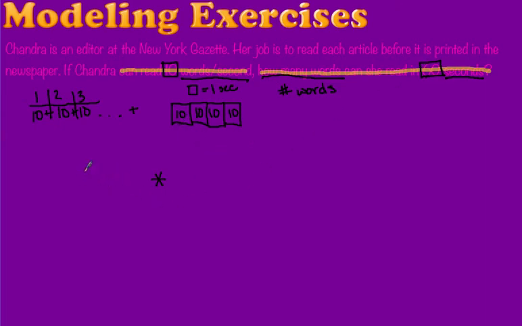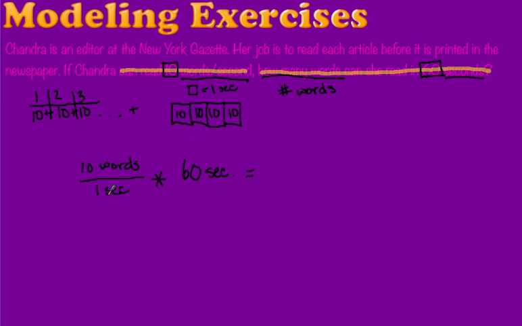So I take my rate and write it as a division problem. So 10 words divided by 1 second. Times, well, she has 60 seconds. And that's going to give me my answer.